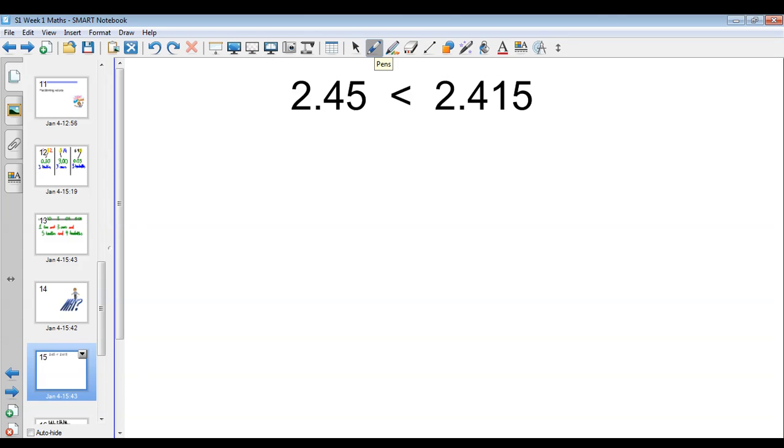This is one of the best bits of teaching. I get to say, wrong. That is incorrect. Now I'm going to explain why it's incorrect.